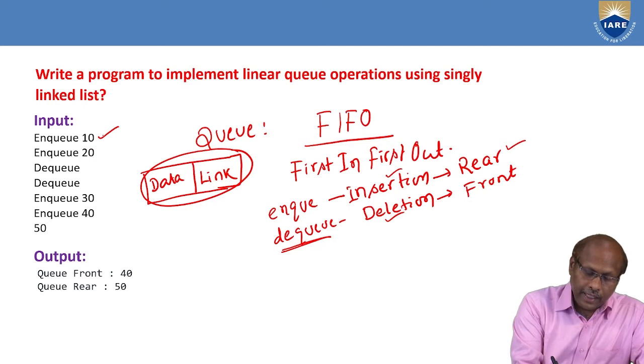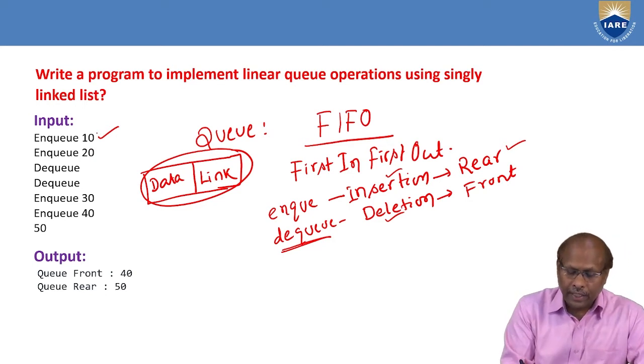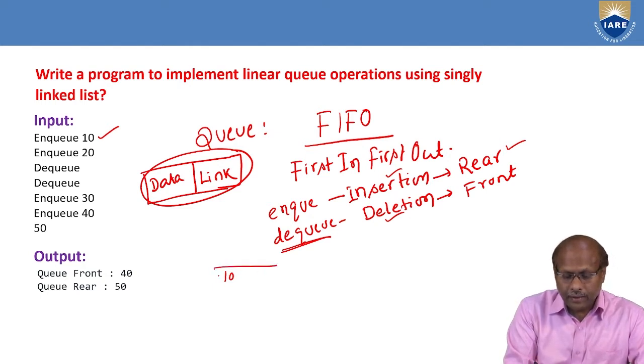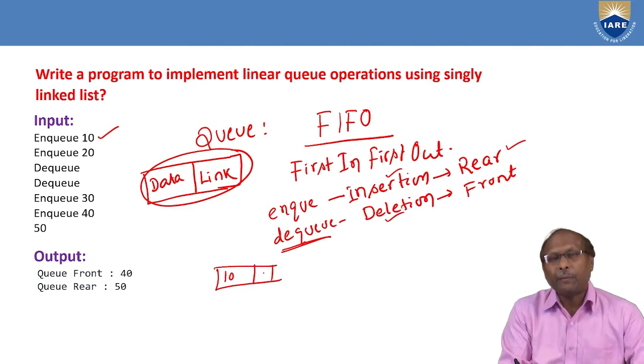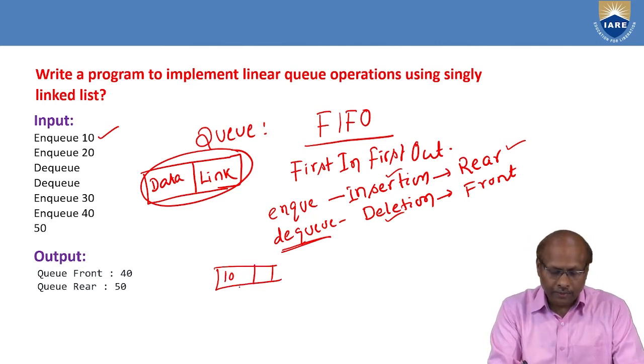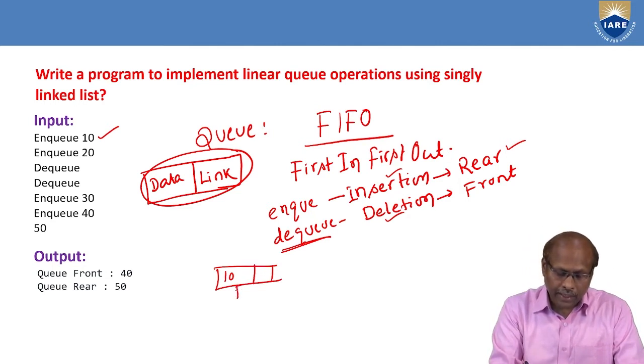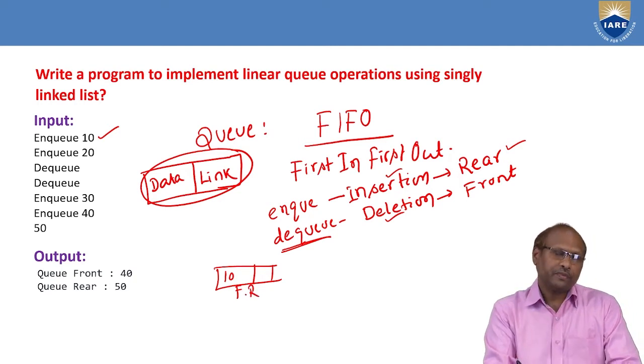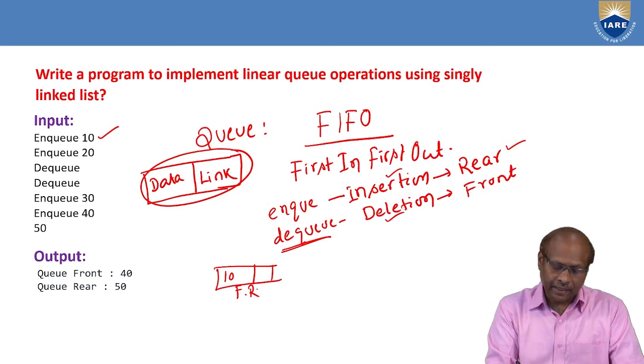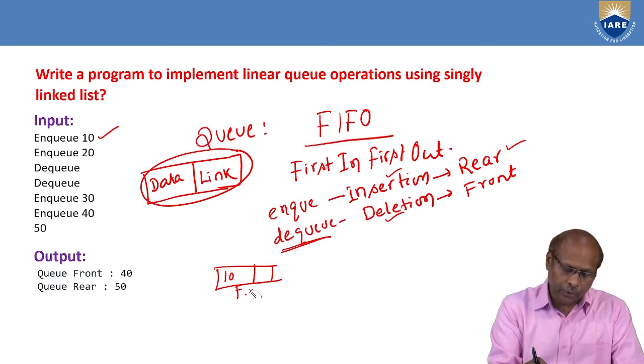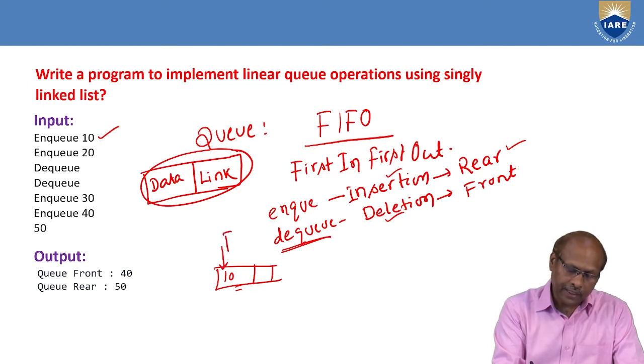Now see, here I have taken a simple example. ENQUEUE 10, that means first 10 will be inserted. And then ENQUEUE 20. When you do ENQUEUE 10 the first time, what happened? The front will be here as well as the rear will be here. So you have to maintain two indicators, one is front, second is rear. Initially both front and rear point to the same place.